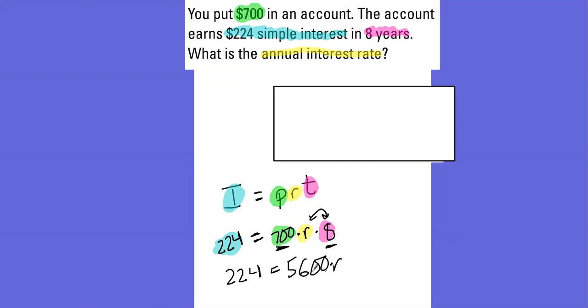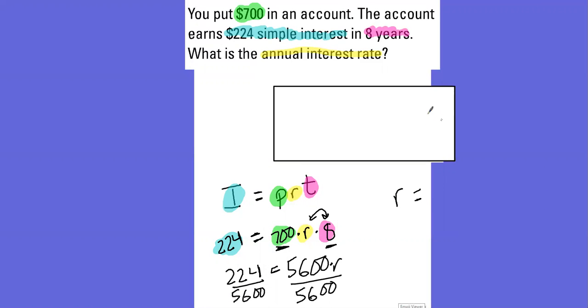Since this is multiplication, the inverse of multiplication is division. So we are going to divide both sides by 5,600. And that's going to give us our R value. So let's do 224 divided by 5,600. And we get 0.04.